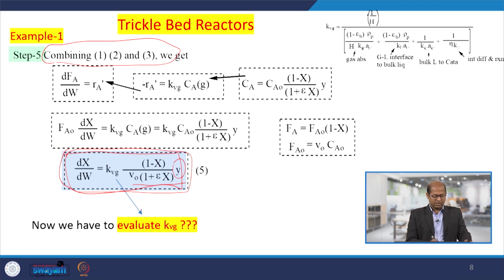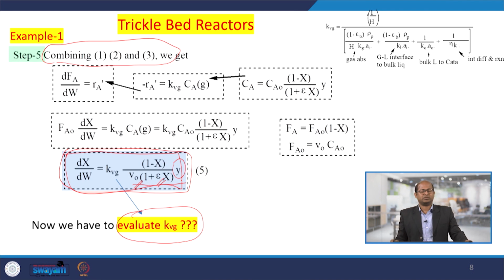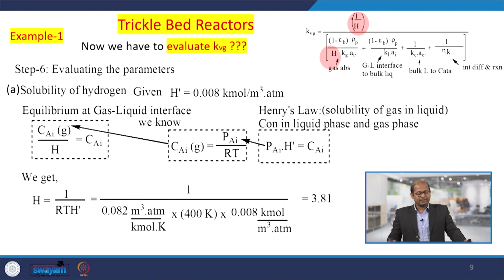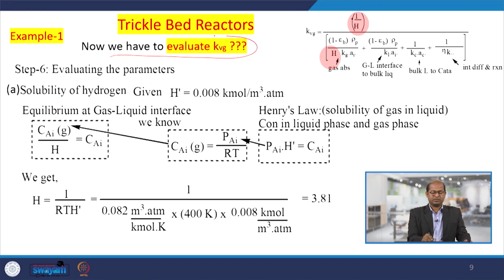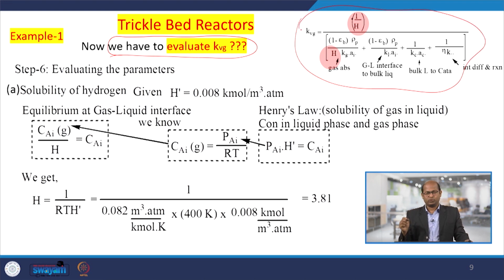So, here the kvg value we have to know before that, since the E value we have to find out, and the V0 value we know, if we want to solve this particular ordinary differential equation. So, the importance of the kvg value is with this. Okay. So, how to evaluate the kvg value, that is the overall mass transfer coefficient for this particular system? If we want to get this kvg value, we have to use some correlations. So, this is the kvg value, this is the correlation.